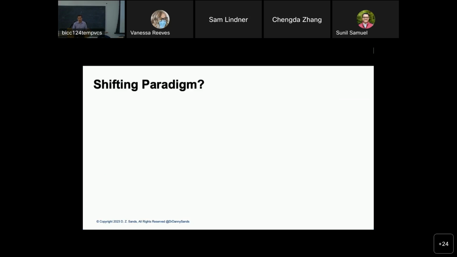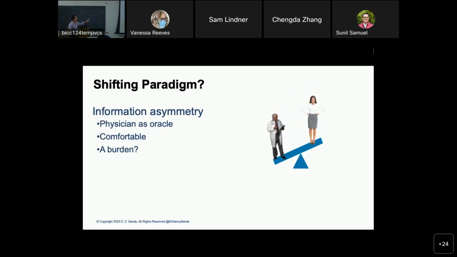So we have a shifting paradigm in healthcare because of the global access to information, type 1, type 2, and type 3 information, by the way. The traditional healthcare paradigm, and you still see it today, because we haven't made this transition yet, is information asymmetry. The physician is an oracle. The physician is the font of all knowledge. And physicians are very comfortable with this. But I would say, and I do say, that for physicians, it's kind of a burden.